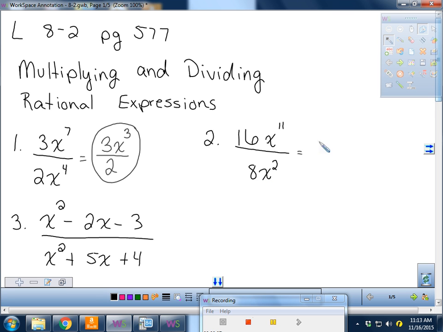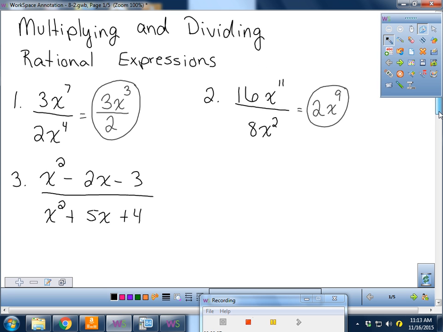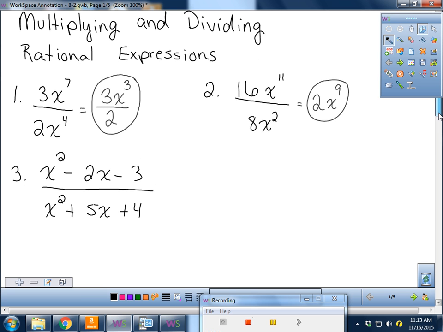So I'm just simplifying. All right, let's look at this one. 16 divided by 8 is 2. And then I have 11 and 2. 11 minus 2 would be 9. So this would be 2x to the 9th. All right, so this is just some basic dividing of rational expressions.